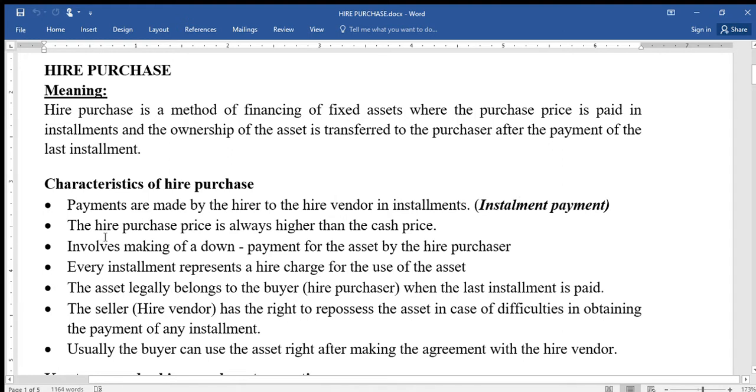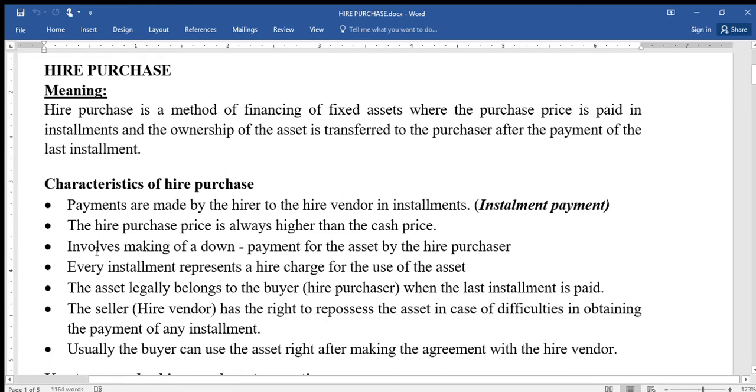Then the hire purchase price is always higher than the cash price. If you are buying something on hire purchase, they will not give it to you at the same price as someone who is paying cash. So the hire purchase price is always higher than the cash price.